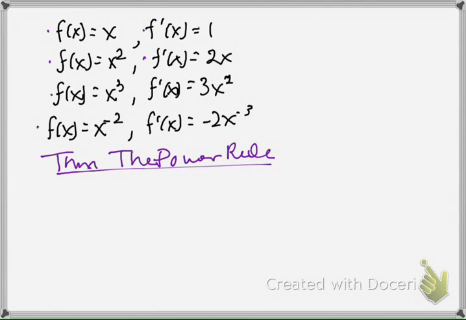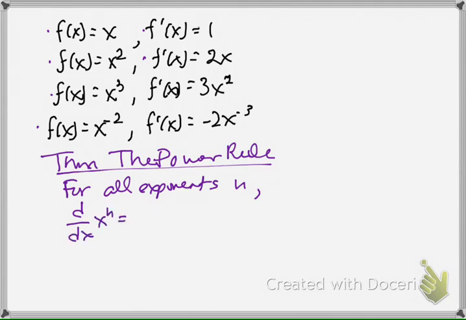So the power rule says that for all exponents n, d dx of x to the n, that means if I take the derivative of a power function, x to the n, it now becomes this new, because I might see a pattern here, and the pattern might be this: n x to the n minus 1. This is going to be a very powerful rule, right? Because now if I have a function that is a power function, I can just use this function here.